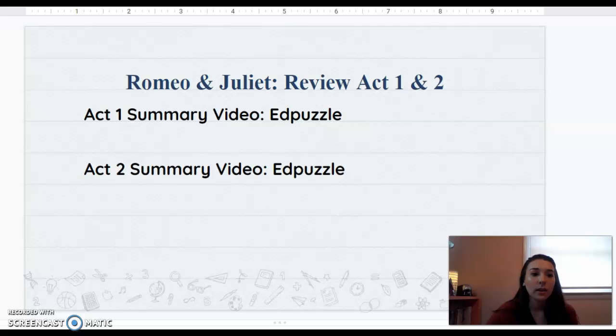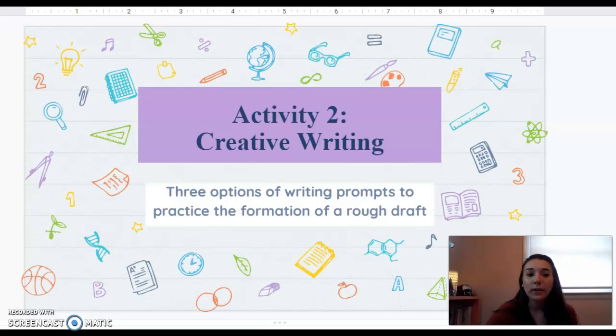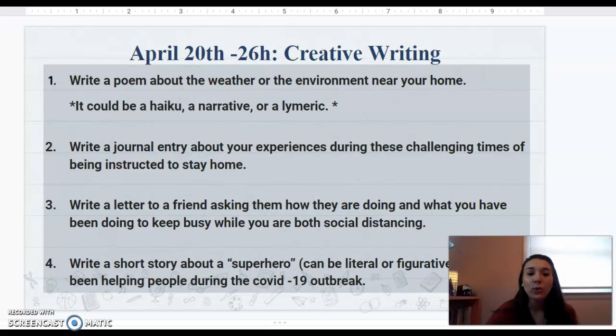All right. Activity 2 is creative writing. We have 4 different writing prompts. You can pick which one you would like to complete, and then you complete that to get the 1 point for Activity 2. You could write a poem about the weather or the environment near your home. It could be a haiku, a narrative, or a limerick. Whatever style of poem you would like to write is perfectly fine.